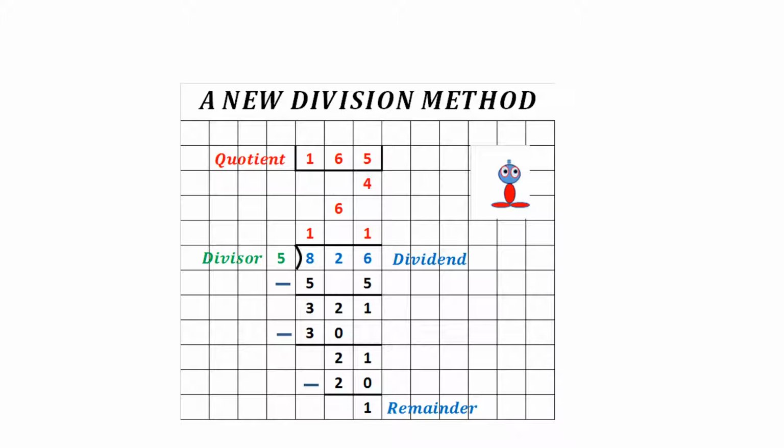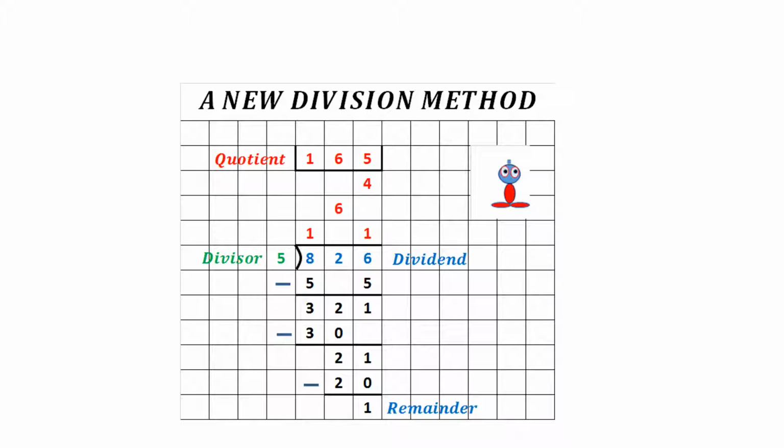A new division method. We're going to divide 5, which is in green, into the dividend, which is in blue, 826. So we're going to do digit by digit. So 5 goes into 8 one time. 1 times 5 is 5. We subtract, we get a 3. 5 doesn't go into 2, so we're not going to bother with it. You can bring it straight down.